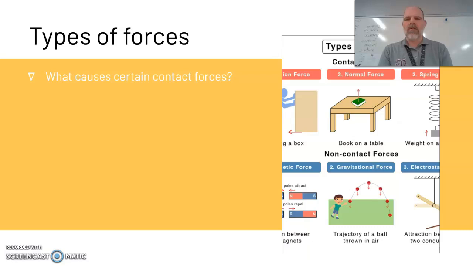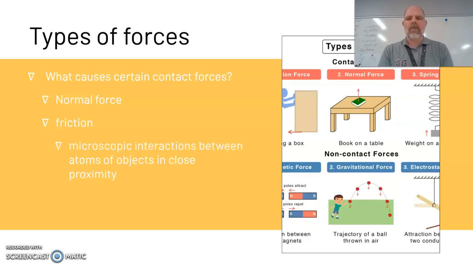So what causes certain contact forces? The normal force is when two things are pressing against each other. The normal force is the force that exists between those two objects. So if a book is laying on a table, the book presses down on the table, and the table presses back on the book, that table pressing back on the book is the normal force. Friction is a force that opposes motion. If something is moving across a surface, the force that the surface exerts on the thing that's moving, opposing that motion, is the friction force.